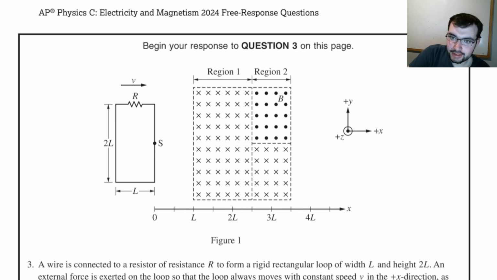Its flux is going to increase, stay constant for a little bit, and then decrease, stay constant. That's what it looks like, at least. So this is a very common question of motional EMF. Let's see what we're asked.